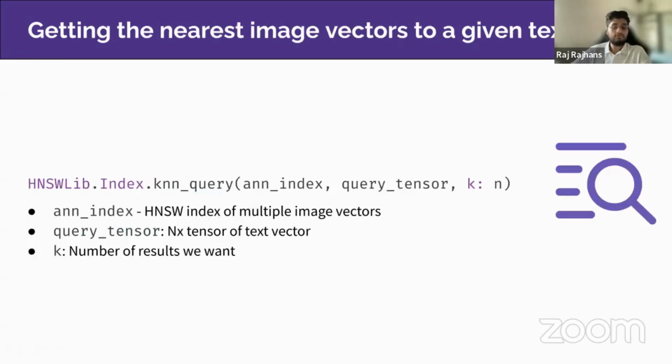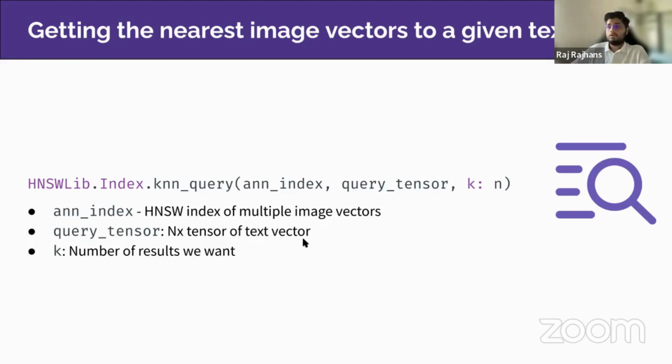How will we use it? That is the question. So we are creating the index to query the nearest image vectors to a given text vector. Doing that is also very straightforward. We use the knn query function. We pass in the created index, the query tensor, and just say how many results we want out of it. This way, we'll get an array of indices of the most similar image vectors to the query vector that we have passed in.